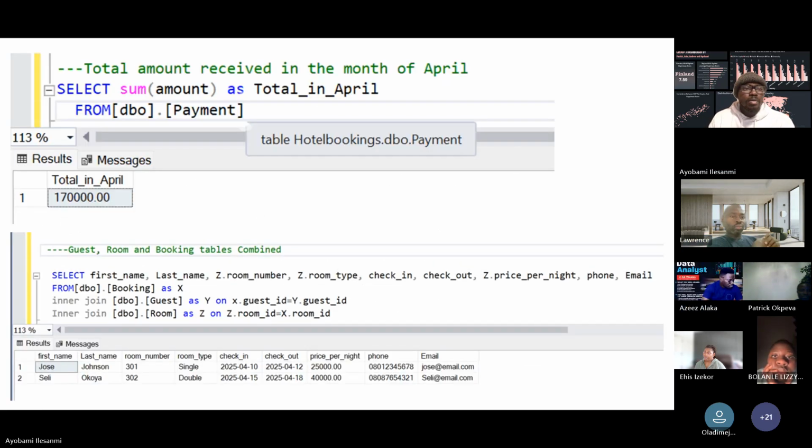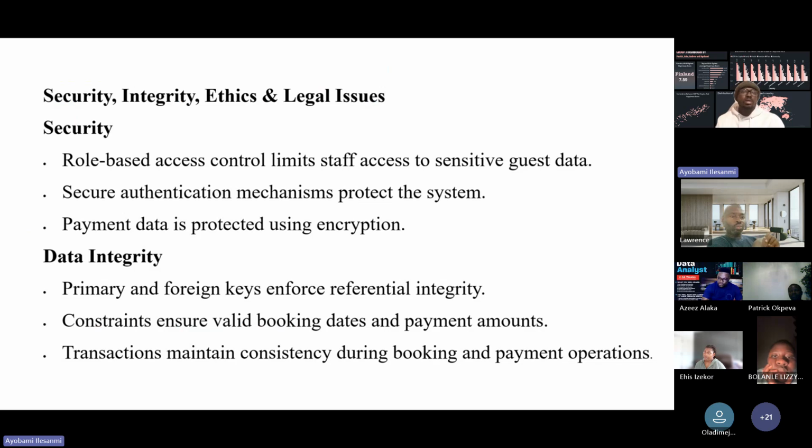So moving on to security, integrity, ethics, and legal issues as regards the data. Following industry best practice, we all know that not all the departments will access the data. So can I just skip to the next one, please?